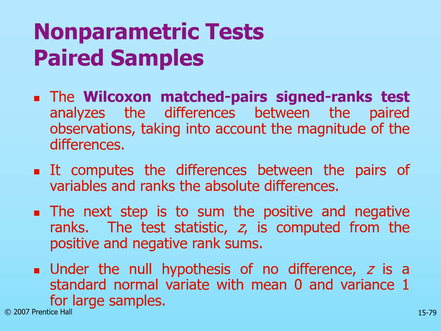pairs signed-rank test. The Wilcoxon test analyzes the difference between the paired observations, taking into account the magnitude of the differences. It computes the differences between the pair of variables and ranks the absolute differences. Next step, they sum the positive and negative ranks. Z is calculated from the positive and negative rank sums.